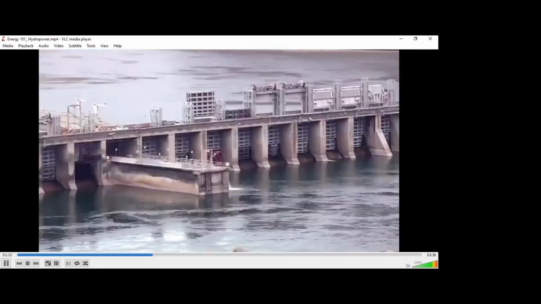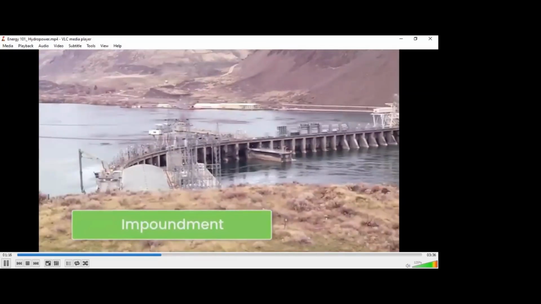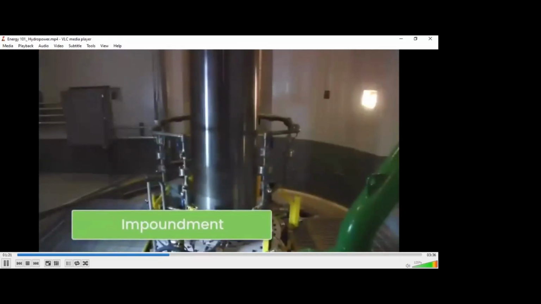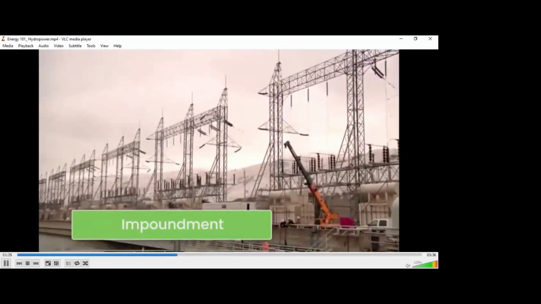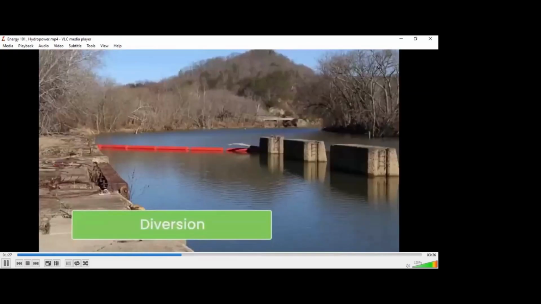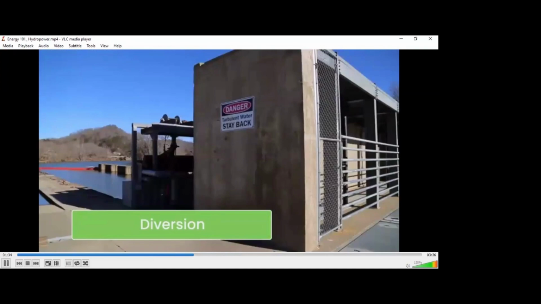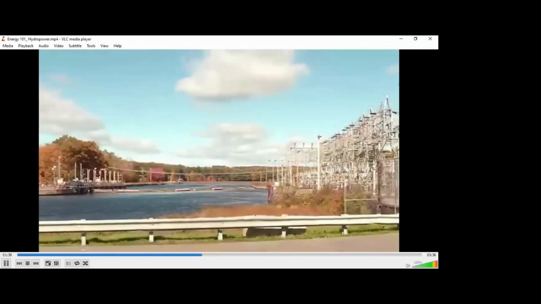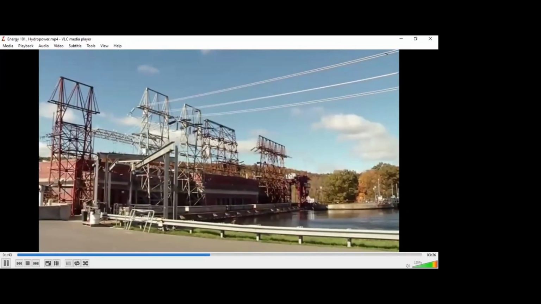You may recognize dams like this one. This technology is called an impoundment. The impoundment stores water in a reservoir. When the water is released, it flows through and spins a turbine, turning a generator that produces electricity. Here's another technology. This is a diversion. It channels a portion of a river through a canal or pipe into a turbine and generator system. What's cool about this method is that it uses the natural flow of the river and usually doesn't require a large dam.